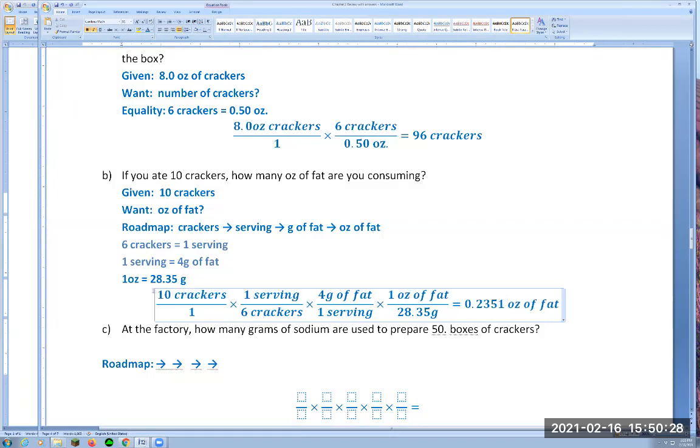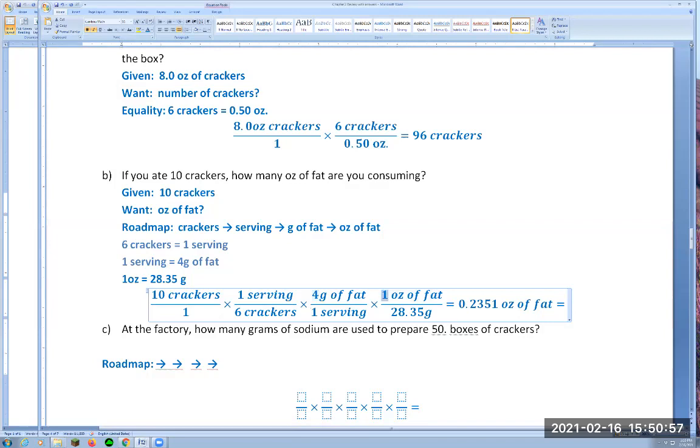Again, we need to pay attention to the number of sig figs. So remember things like 10 crackers or 6 crackers or 1 serving, all of these are exact numbers, right? They are from counting a number of things, so they do not limit the number of significant figures. The 4 gram, however, was given. 4 grams of fat is measured for 1 serving. So that's only 1 sig fig here.